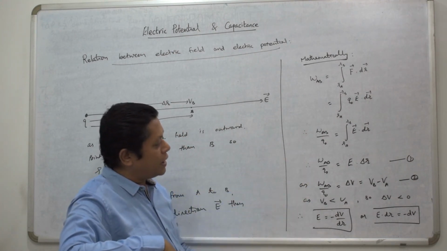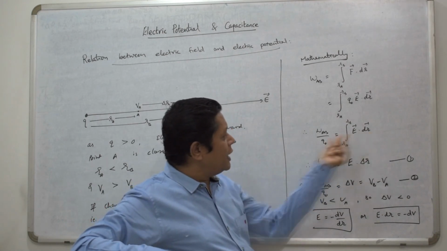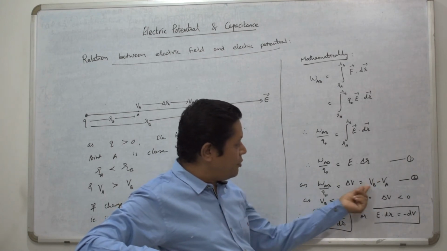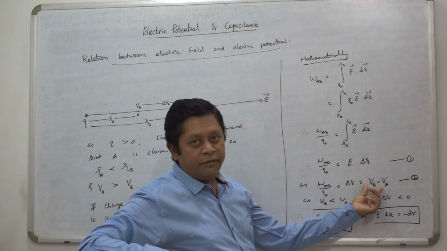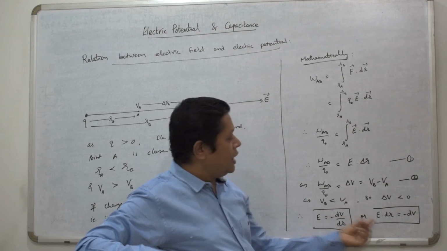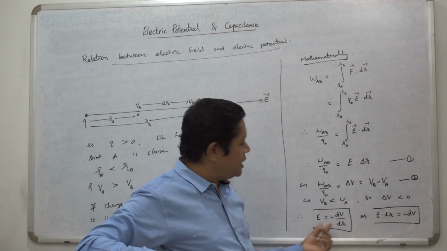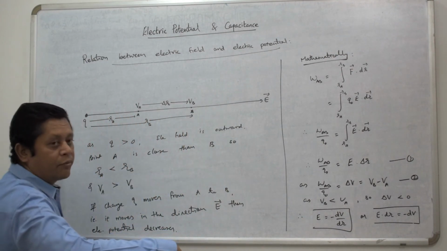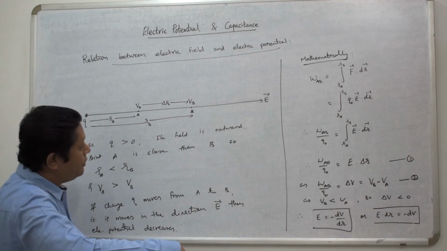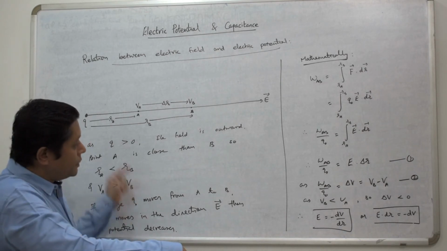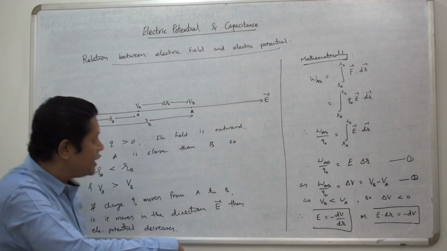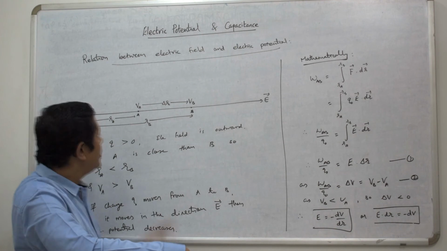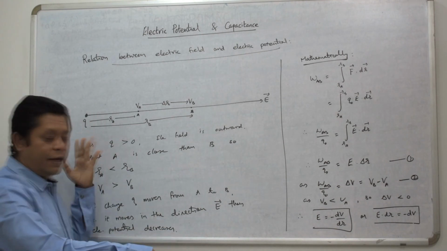We have these two equations for WAB by Q0. If we equate these two, we can write E dot dr is equal to delta V. But as VB is less compared to VA, delta V is negative, and that's why you can write E dr is equal to minus dV, or E is equal to minus dV by dr. This is the relation between electric field and electric potential difference. What does the negative sign mean? In the direction of electric field, electric potential decreases, whether the charge is positive or negative.